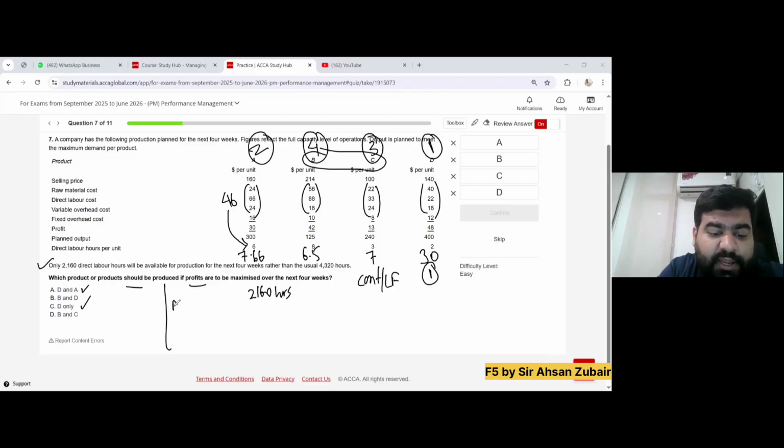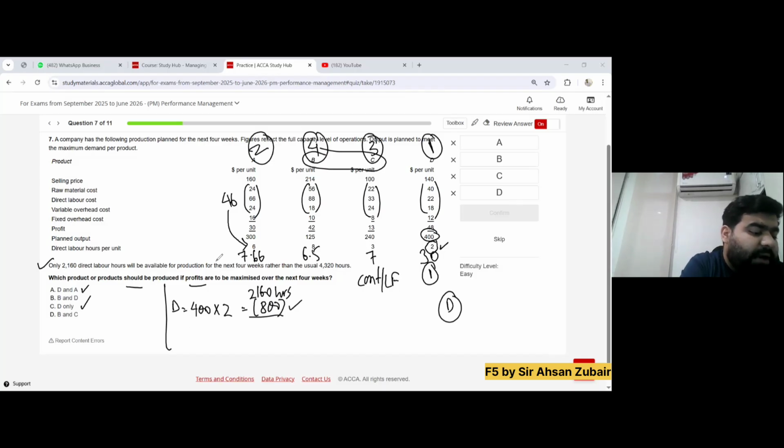So first we have to make D. Units of D are 400. So we know that 400 into 2. Why 2? Because labor hours required is 2 per unit. So out of this 2160, it will be 800. So out of 2160, 800 hours can be used to make D. It means D can be made completely. After that, obviously, we have remaining 2160 minus 800. It is 1360 left.